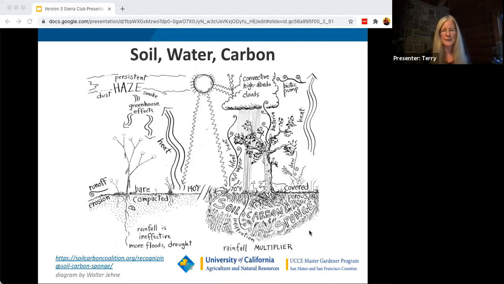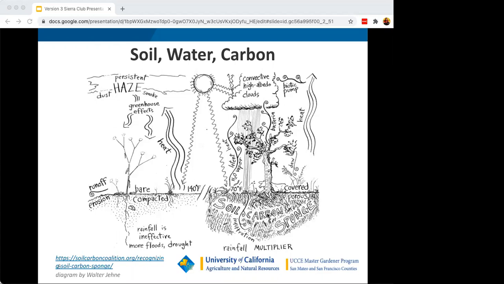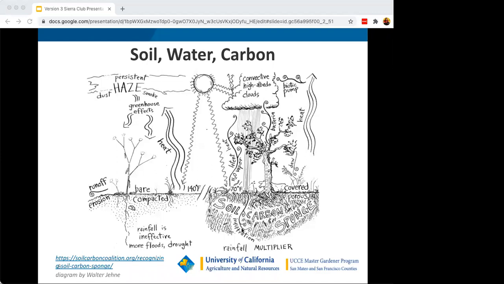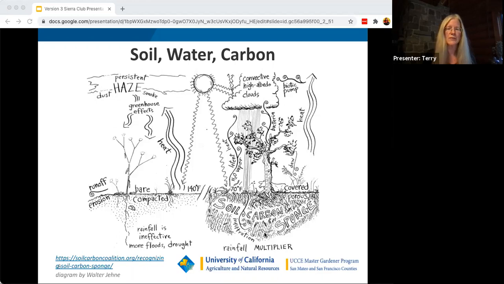And so you can see on the right side, you've got a nice little tree growing there, and you've got lots of roots going into the ground, lots of little microbes down there. The plant itself is sending carbon into the soil to feed the microbes. When the rain comes down, it is able to fall onto the ground and infiltrate into the soil instead of run off.